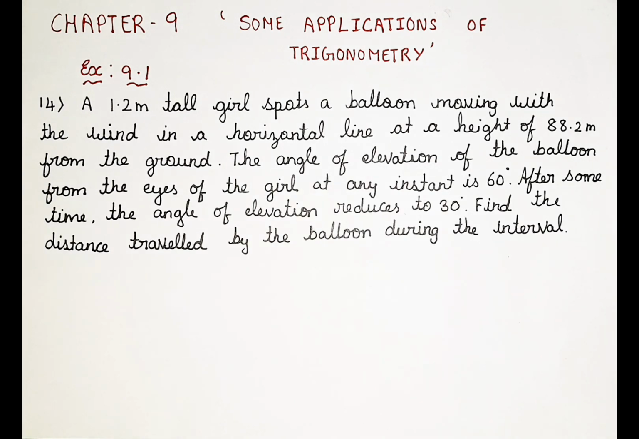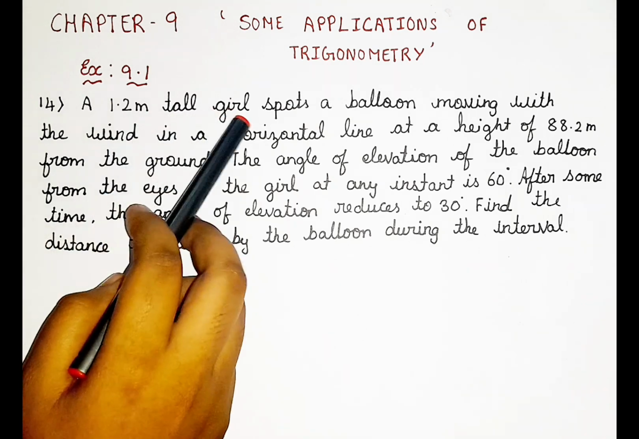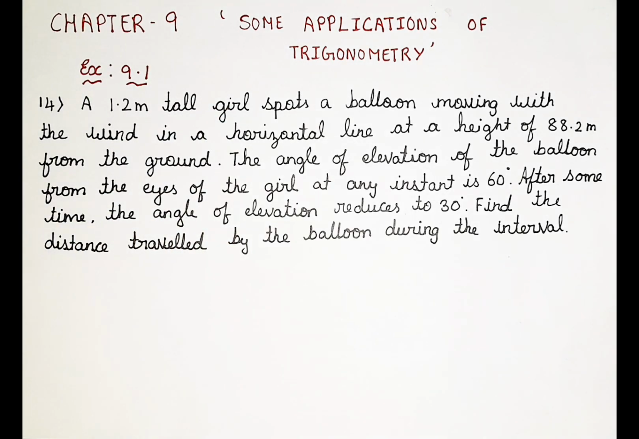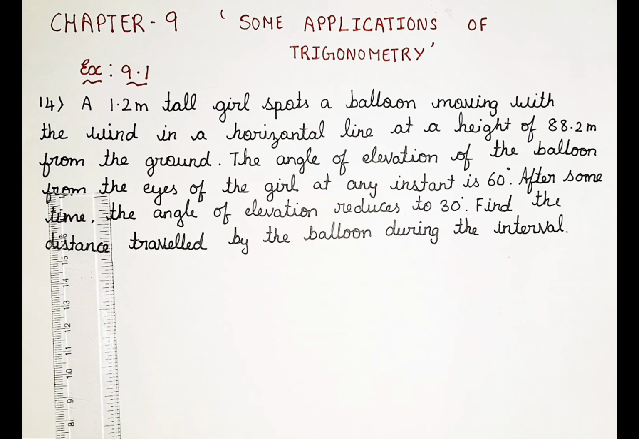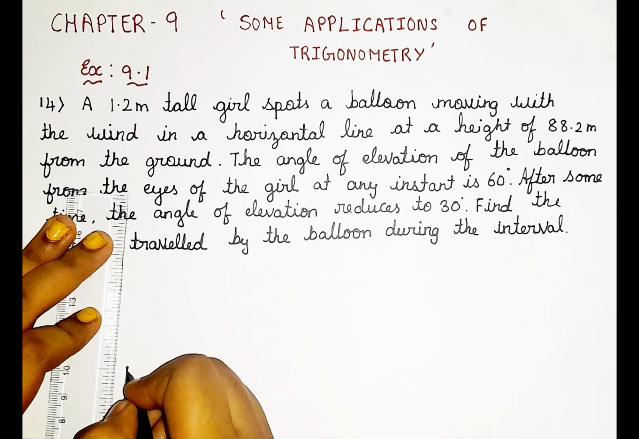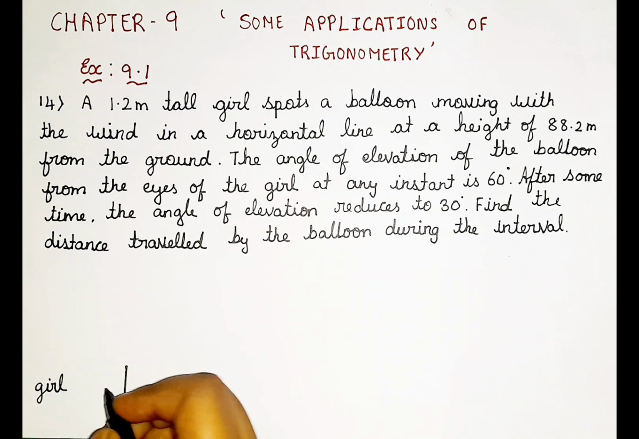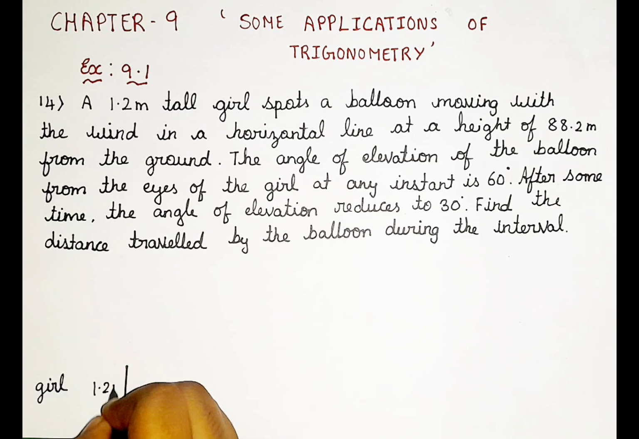They had already mentioned the figure in the textbook, but I'm gonna draw it right over here. So we'll read the question line by line and we are gonna draw the figure. So there is a girl, a 1.2 meter tall girl. So let us draw a line like this. So this is that girl. This is the girl, and she is 1.2 meter tall.